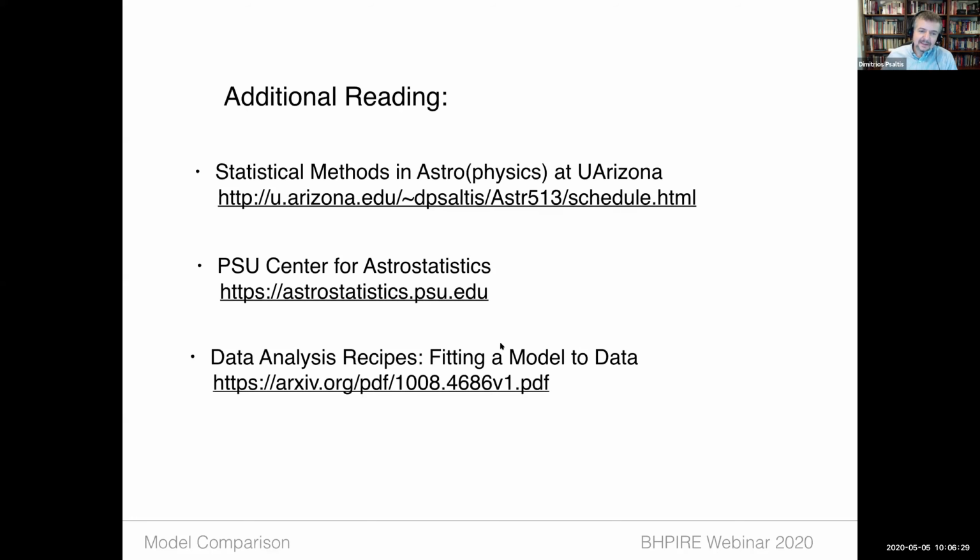And the third link is a single review paper called Data Analysis Recipes. It is from the NYU group in New York. And if you were to read one paper about how to fit models to data, I would suggest that this is the place to start.